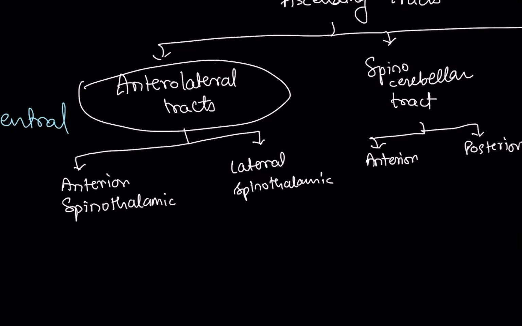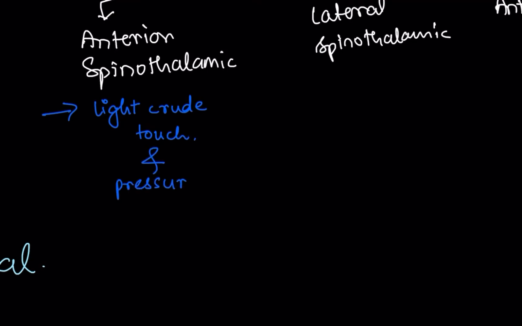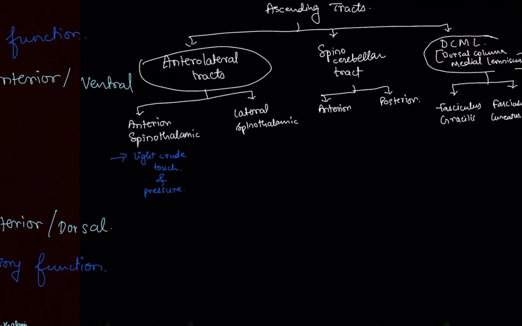Now let's do the function of each tract. The anterior spinothalamic tract is responsible for your light, crude touch and pressure. Now this light, crude touch means what? It means that you're able to sense that something has touched you, but you are unable to localize at exactly what place you felt that sensation. That is crude touch. And the complete opposite of this is known as fine touch, which will be done by the DCML pathway.